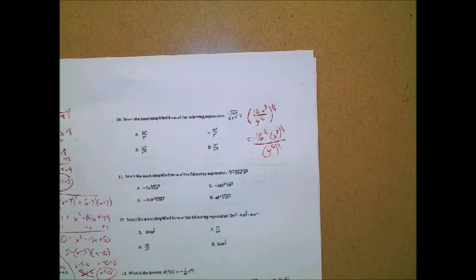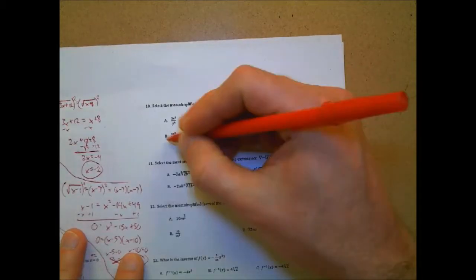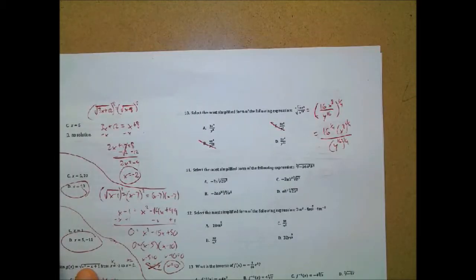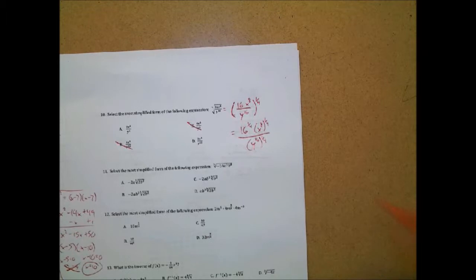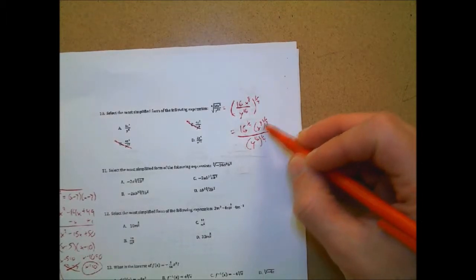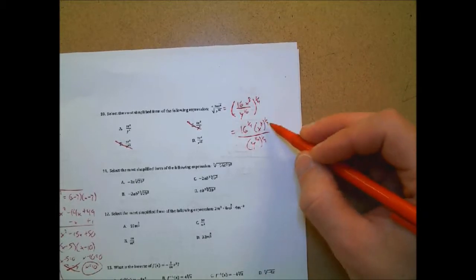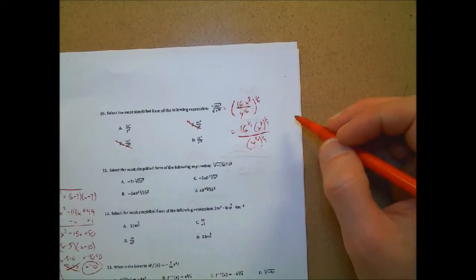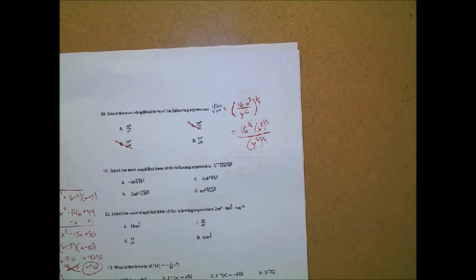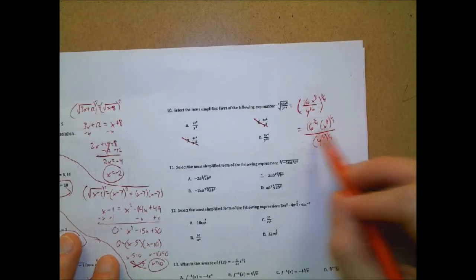2. Okay, so we can eliminate C and D, or B right off the bat because they have 4s in them. We need the 2s. Okay, what about this? How can we simplify x to the 8th to the 1/4? What do we do with our exponents here? Multiply. What's 1/4 times 8, or 8 times 1/4? It's 2. It's x squared. So we know the answer. This is 2. This is x squared. So it's got to be A.